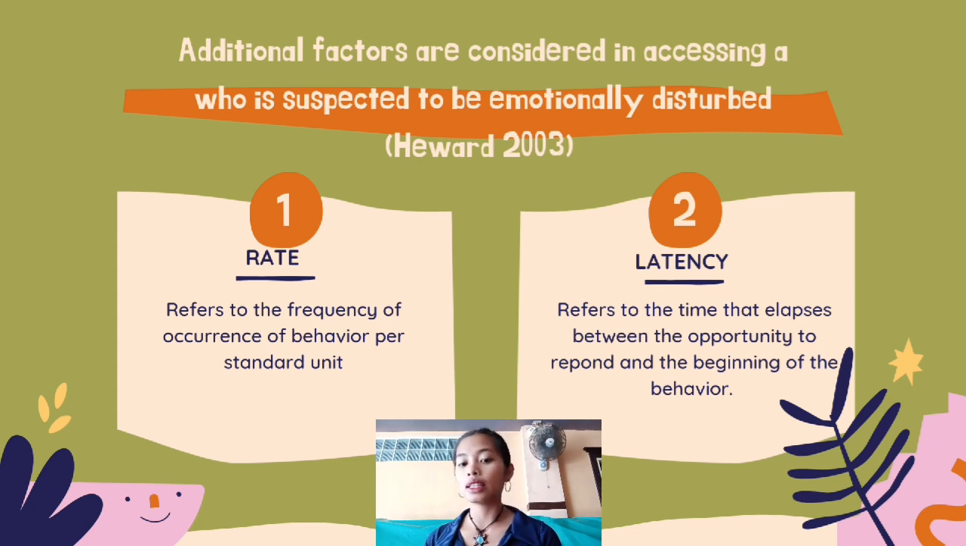On the other hand, the latency of the child's behavior may be very short. That is, he or she may immediately scream, throw a tantrum, or hit others at the slightest provocation or frustration, instead of taking time to consider more appropriate behaviors.